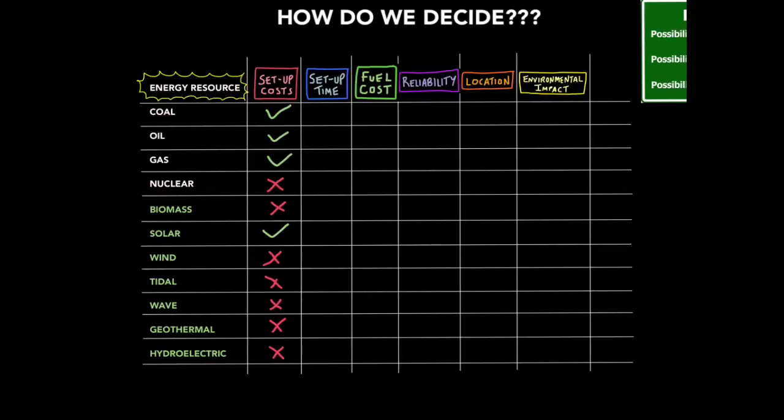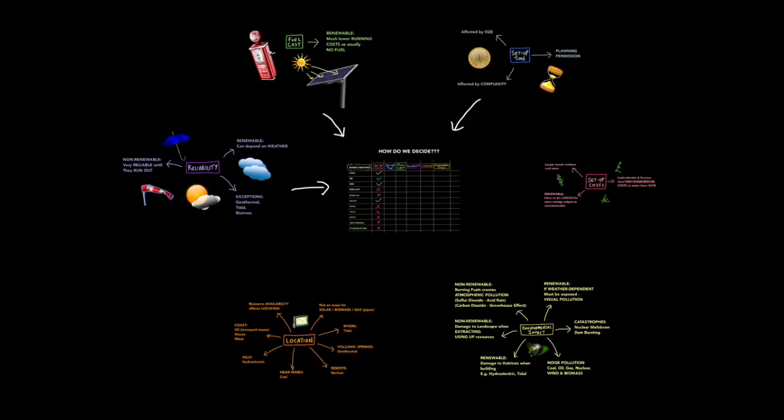So I'm going to add these results to this evaluation table so it gives you a good overview at the end. So in terms of setup costs, coal, oil, gas and solar power have relatively low setup costs, whereas most renewables, in green here, have high setup costs, as well as nuclear.